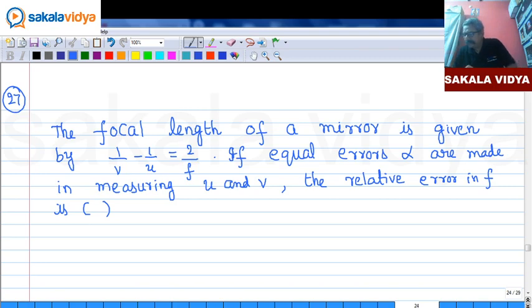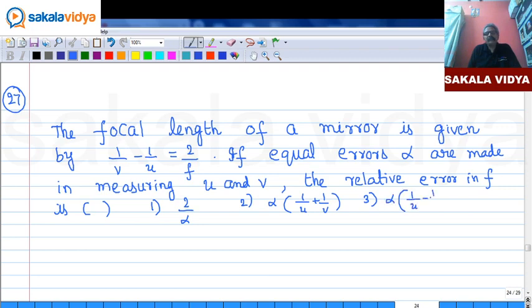Okay, you can go, Kapil. Optics, focal length, yes. So, first option is 2 by alpha, second option alpha into 1 by u plus 1 by v, third option is alpha into 1 by u minus 1 by v, fourth option 3 by alpha. This is the question.